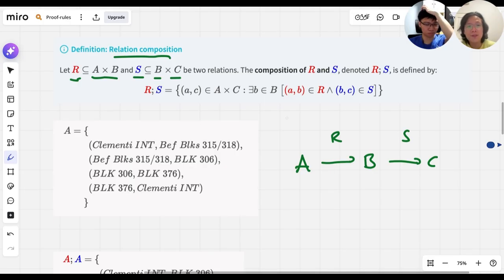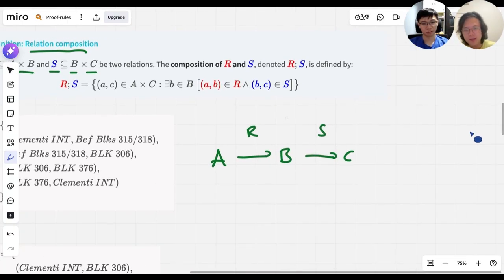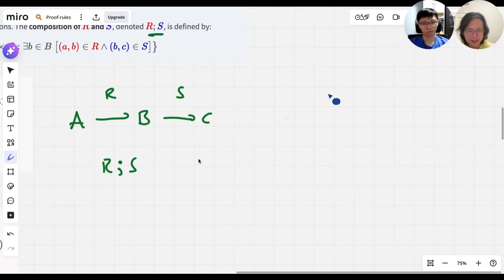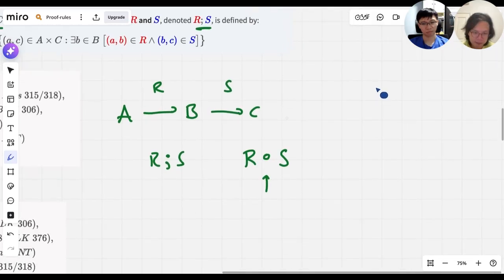So I have two relations here. One that relates items from A to B, and one that relates items from B to C. So we can compose them. We're going to write that as R semicolon S. Another popular notation is R circle S, but we're going to use semicolon.